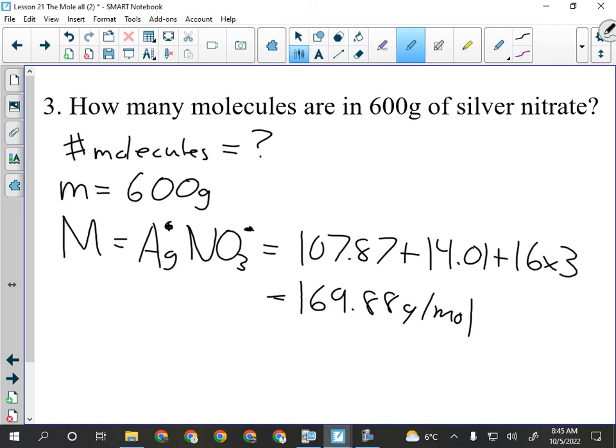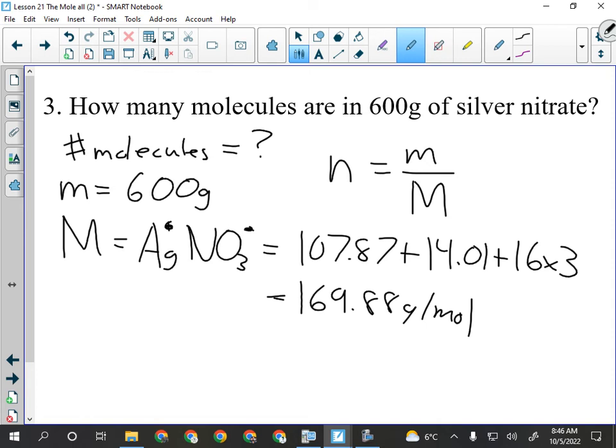So I'm looking for the number of molecules. I have mass and molar mass. What can I calculate right now with mass and molar mass? I can calculate the number of moles. I can use the mole equation without even having to do any algebra. It's already set up to do that. It's already set up to calculate the number of moles.